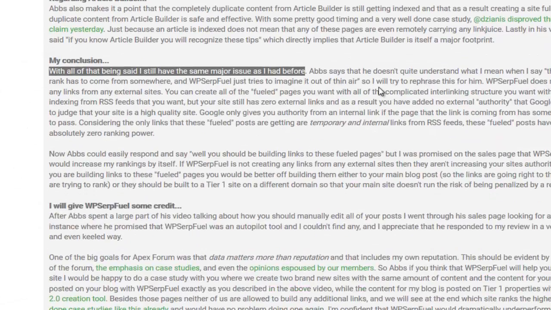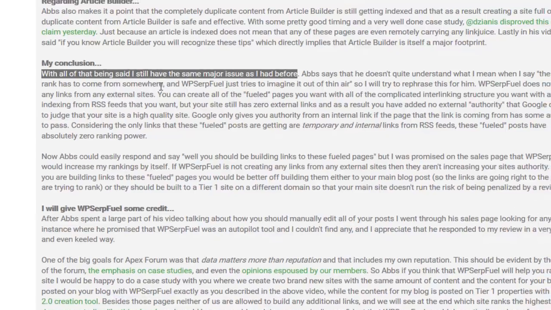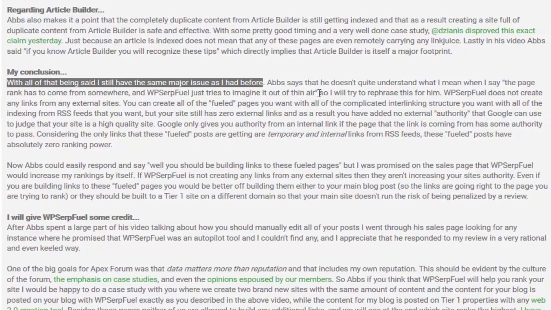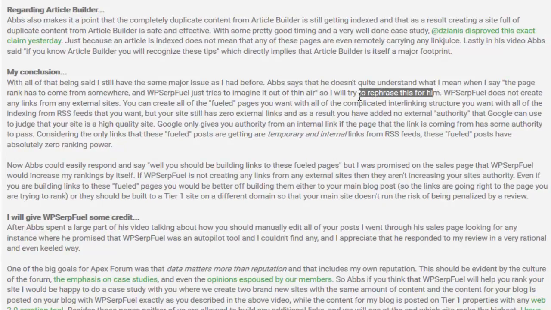Okay, he says that he doesn't quite understand what I mean when I say the page rank has to come from somewhere, and wpserpfuel just tries to imagine it out of thin air. I still don't understand that. So I will try and rephrase this for him. Okay, wpserpfuel does not create any links from any external sites. That's true, it doesn't.